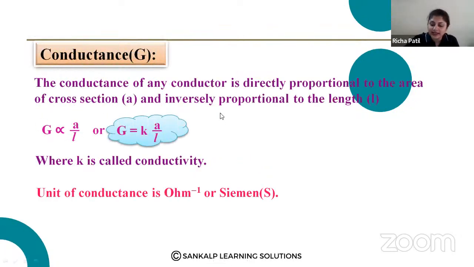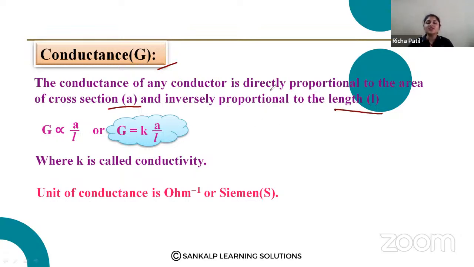So what is next is conductance. Conductance is denoted by G. The conductance of any conductor is directly proportional to the area of cross section A and inversely proportional to the length.